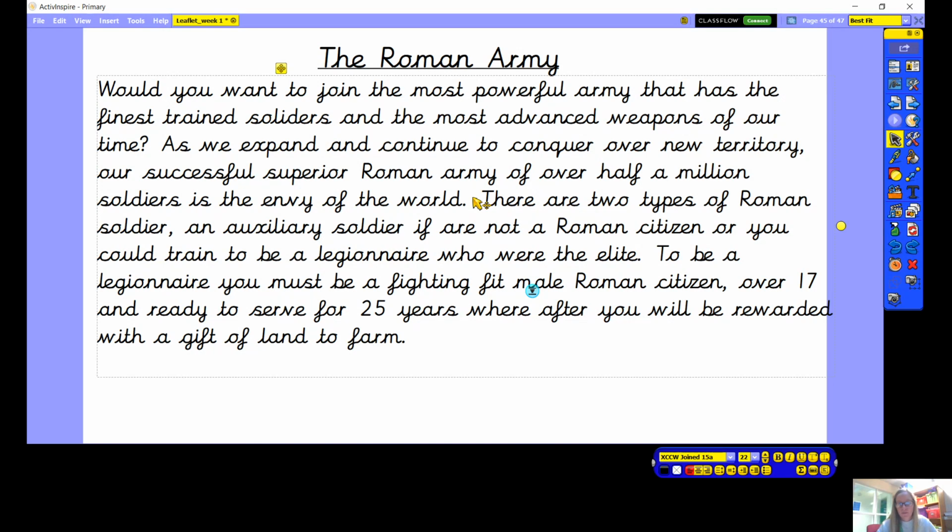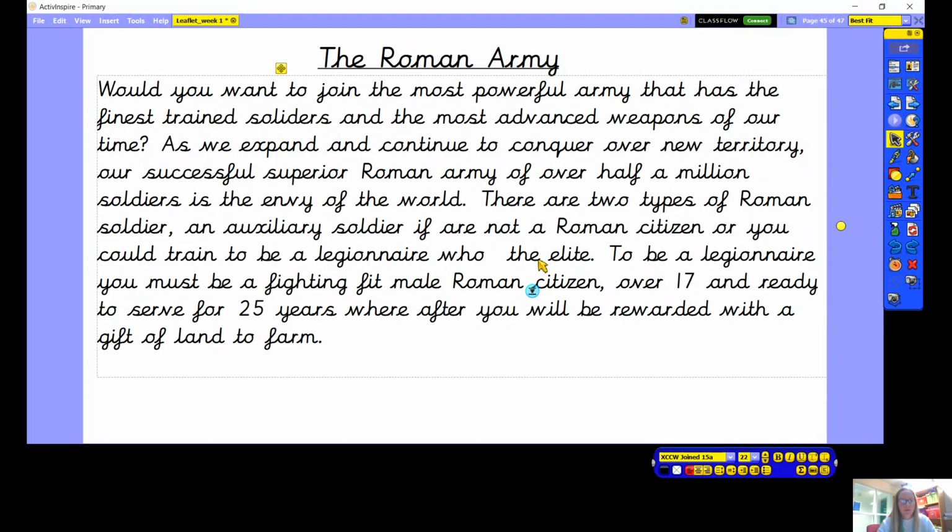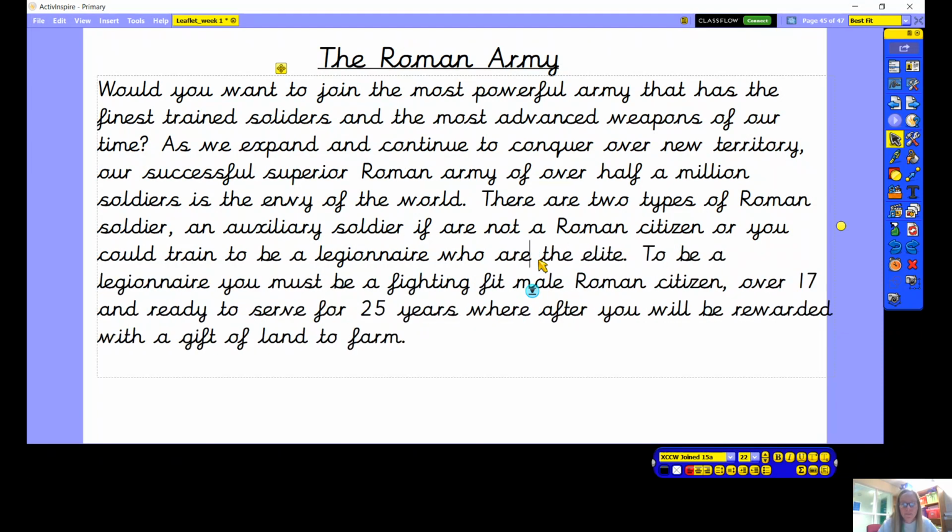So let's just read where we started there. So there are two types of Roman soldier: an auxiliary soldier if you are not a Roman citizen, or you could train to be a legionnaire, who were the elite. Oh, not were. They are the elite. To be a legionnaire, you must be a fighting fit male Roman citizen over 17 and ready to serve for 25 years, whereafter you will be rewarded with a gift of land to farm. Okay, now happy with that.